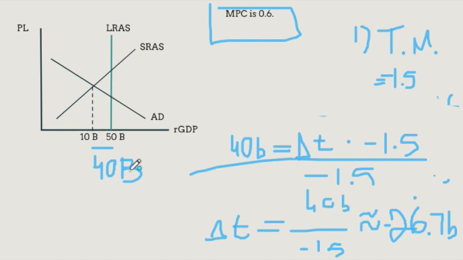And why is this negative? Because we're doing expansionary policy, bringing the GDP up. And with expansionary policy, we know that we should be lowering taxes. And that negative basically symbolizes that. That negative means we're lowering taxes. So delta T being negative 26.7 billion means we're lowering taxes by 26.7 billion.